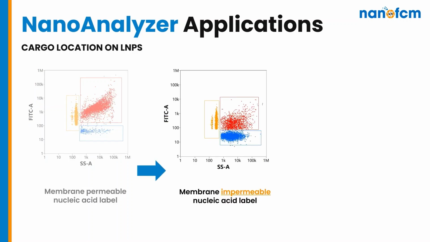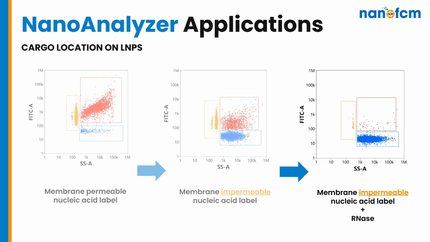When we use a membrane impermeable nucleic acid dye, we greatly increase the blue population, or those that are apparently unloaded. We notice, though, that we haven't eliminated the apparent red population or loaded particles, even when we're using an impermeable dye. And we certainly still see the free RNA in the gold population because it's outside of a particle.